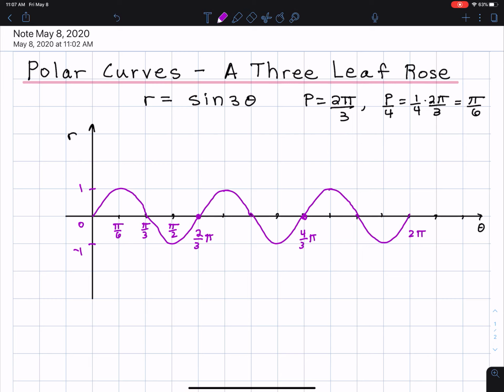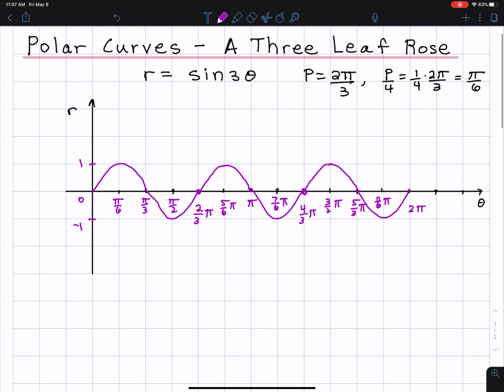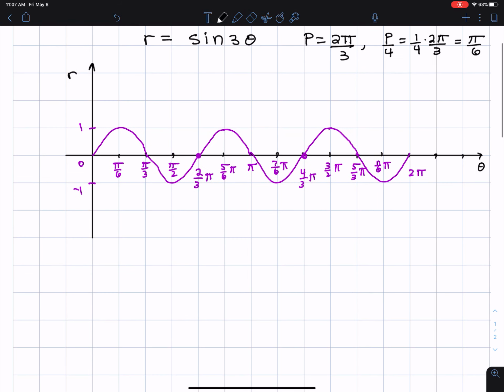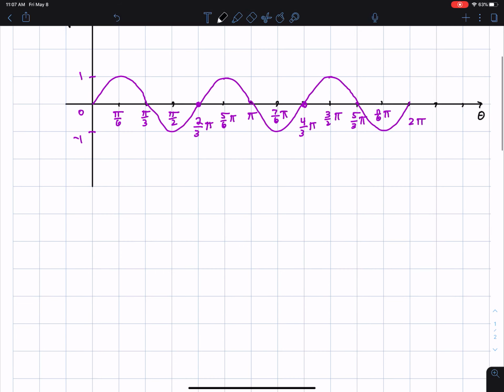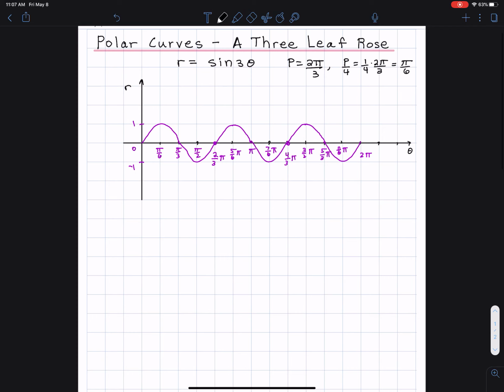So you get 1/6, 2/6, 3/6, 4/6, 5/6 pi, 6/6, which is pi, 7/6 pi, 8/6, 4/3 pi, 9/6, which is 3/2 pi, 10/6, which is 5/3 pi, 11/6, 12/6, which is 2 pi. Okay, there we go. So that is r equals sine 3 theta, but now I'm going to go with this down here, and sometimes I worry, do I have enough room?